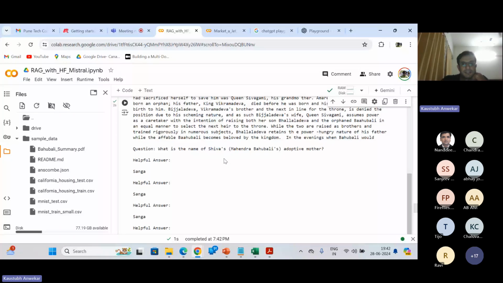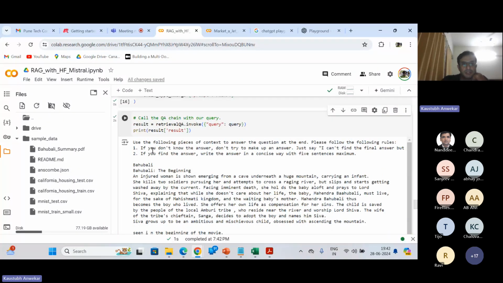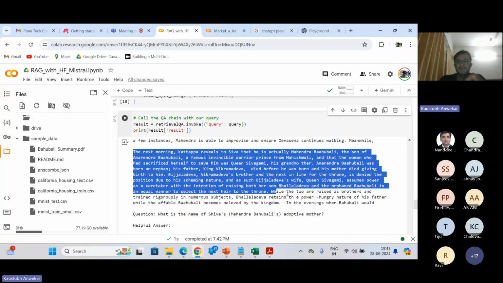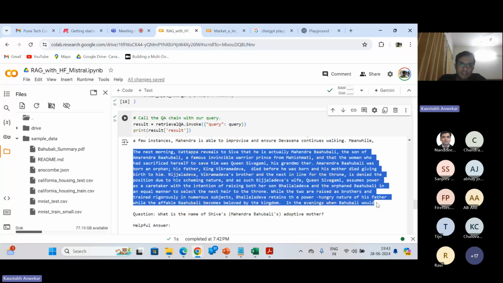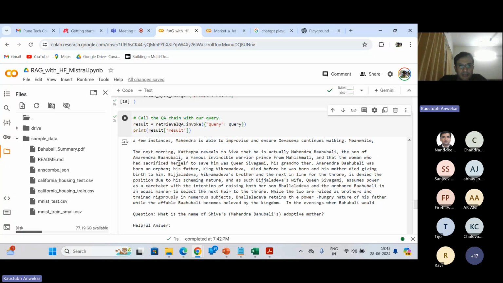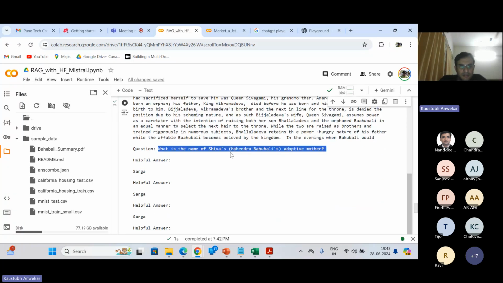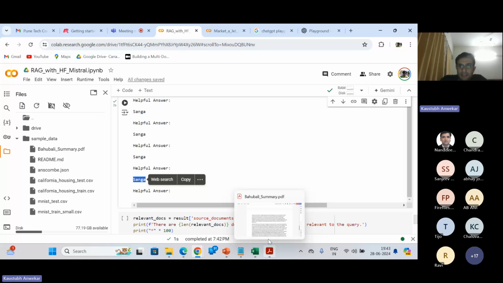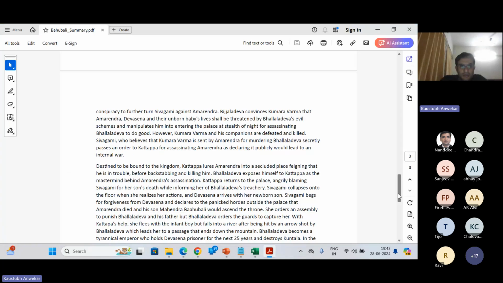See this. It says this is the context that it has found. These are the 3 contexts. This is 1, this is 2, and this is 3. 3 chunks it has found where there is a high probability of finding a name for Bahubali's adoptive mother. This is the question and this is the answer. Now, I'm not sure why this is coming multiple times, but again, with a better model, I've tried this on GPT 3.5 Turbo and it simply gives me a one word answer, Sangha.